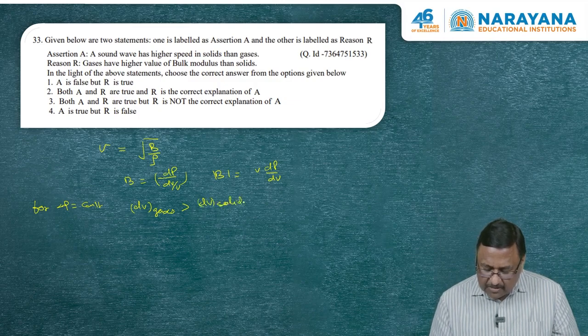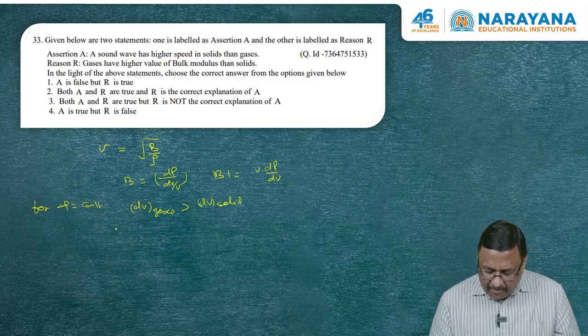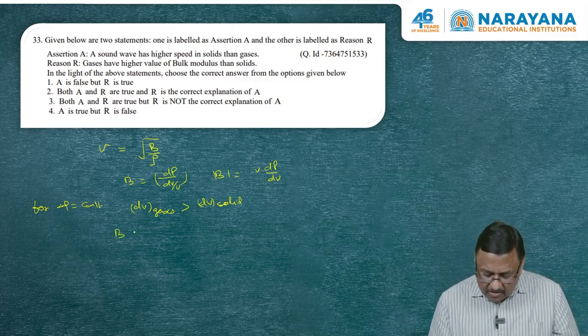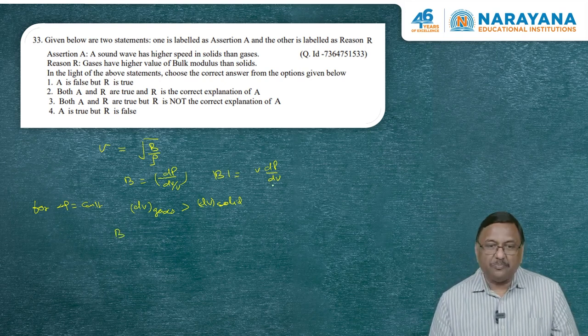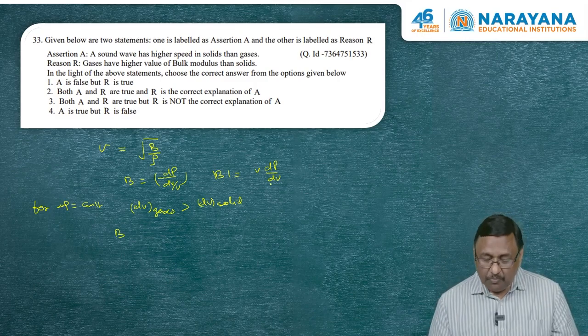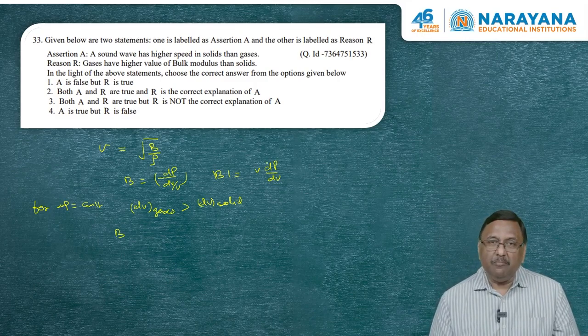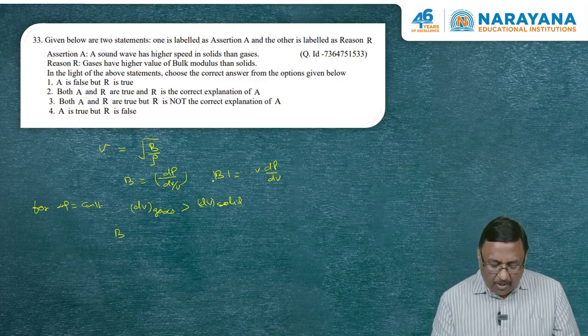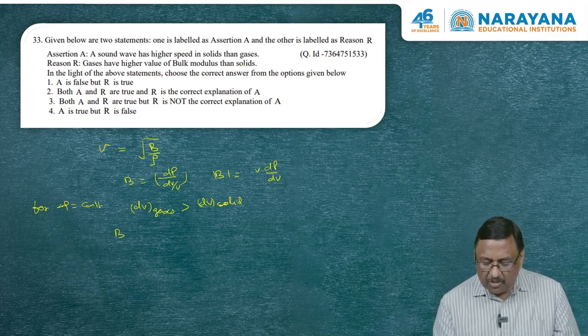So one thing is very obvious: if I write bulk modulus, of what is that here? Solid, because gas volume is more, so dV is going to be more, and B is inversely proportional to the change in the volume. Be careful, dP I'm keeping the same for the same volume I'm talking about. So first of all I'm explaining the reason: our gases have higher value of bulk modulus than solids.